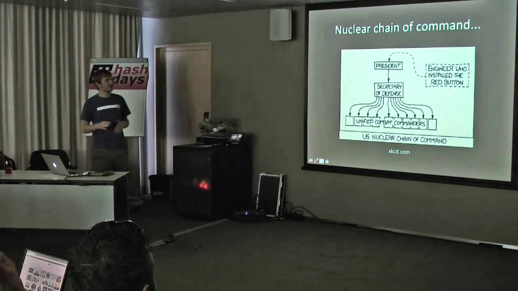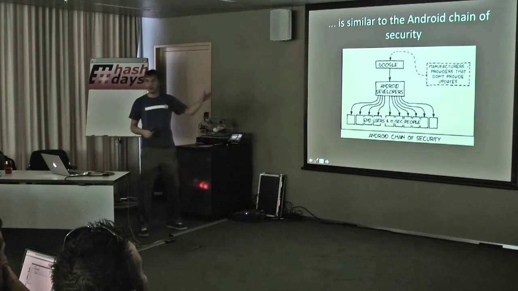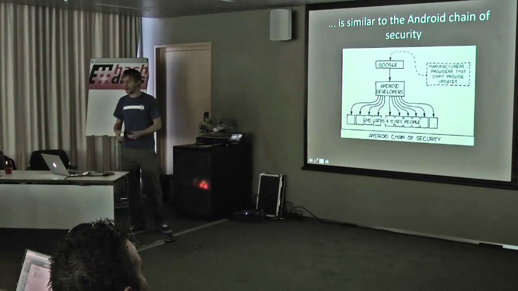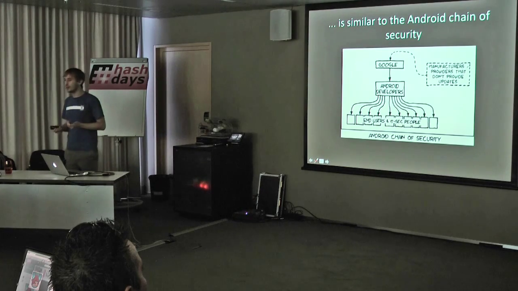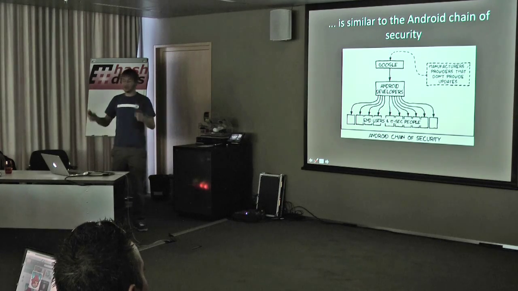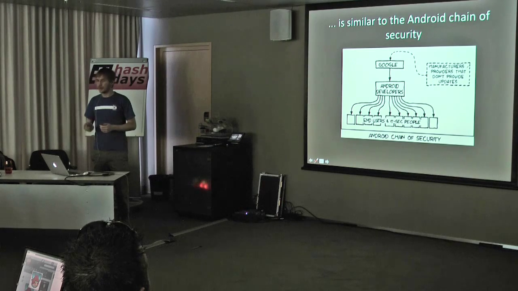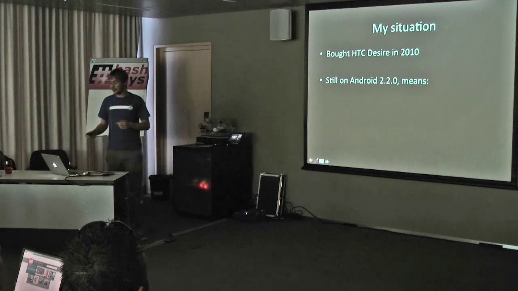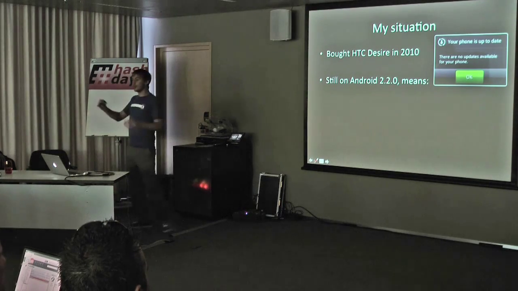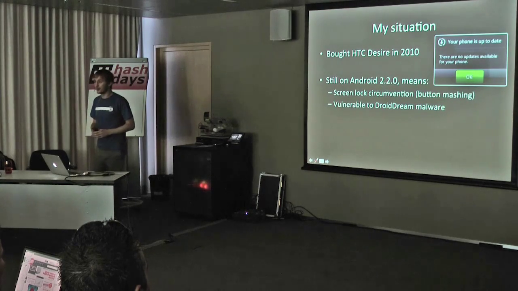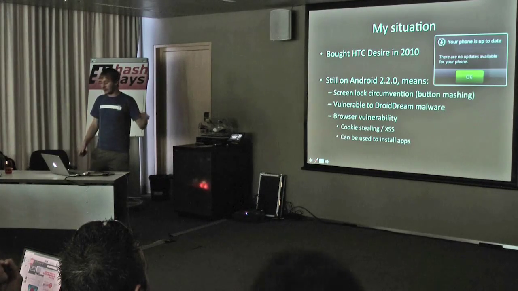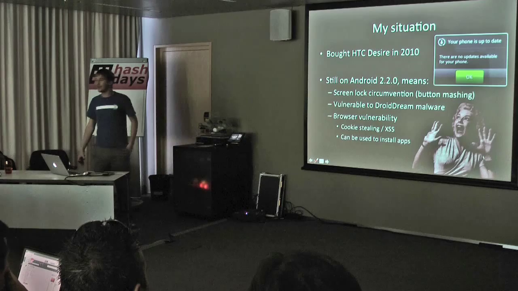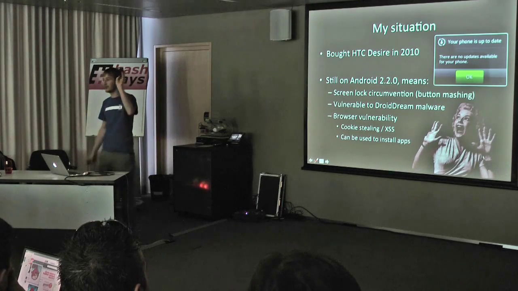And this is somehow similar to the Android situation, because here we have Google on top. And Google is fixing all these security vulnerabilities and updating their software. But actually, on the other side, you have manufacturers and providers that don't provide you with updates. So we're now on Android 2.3.5. And actually, my mobile is up to date, as we will see, and it's still on 2.2.2. No, actually even 2.2.0. So my situation right now is I bought the phone last year. I'm still on Android 2.0, and my phone tells me, yeah, you're up to date, you're fine, everything is good. And well, basically I'm vulnerable to the screen lock circumvention we saw, to the DroidDream malware, these browser vulnerabilities, cookie stealing, cross-site scripting, apps can install other apps. So basically this is really scary, especially if you not only have a testing phone, but your private phone is the same.